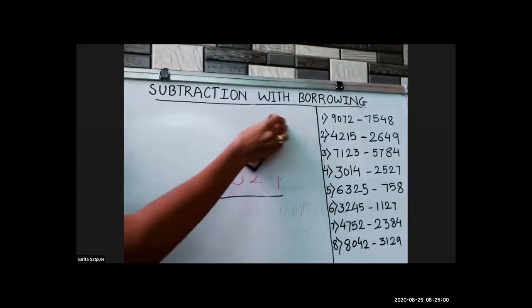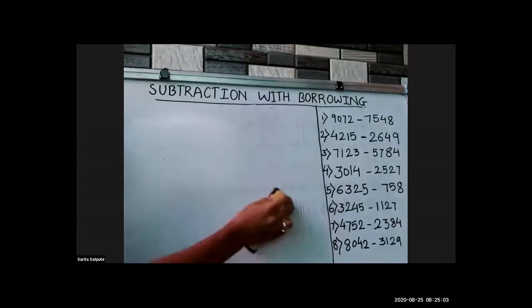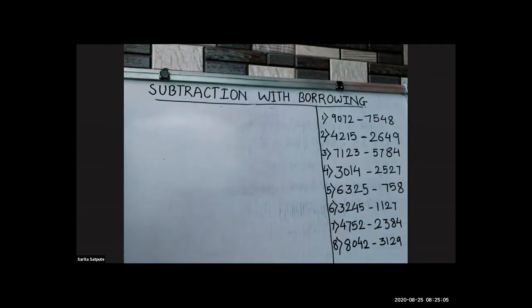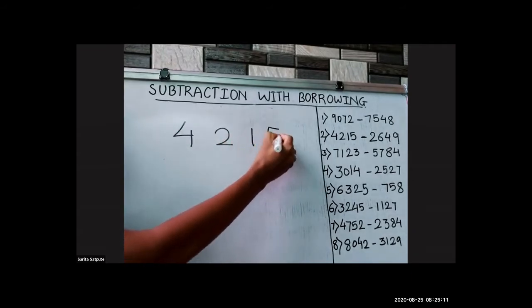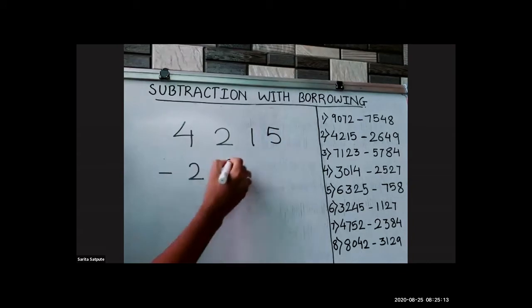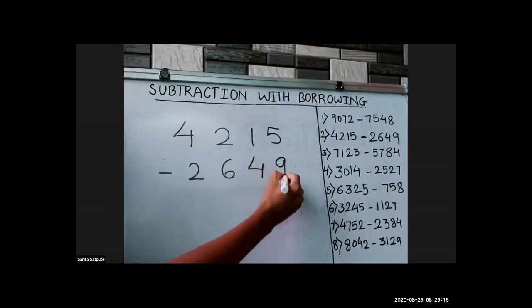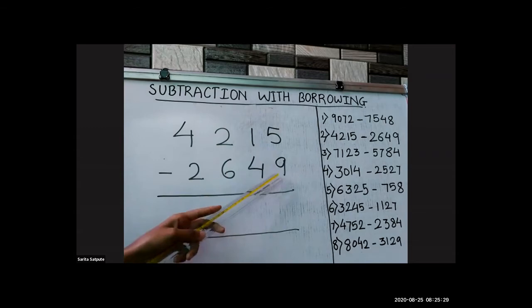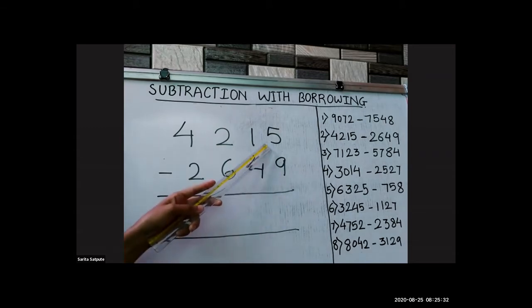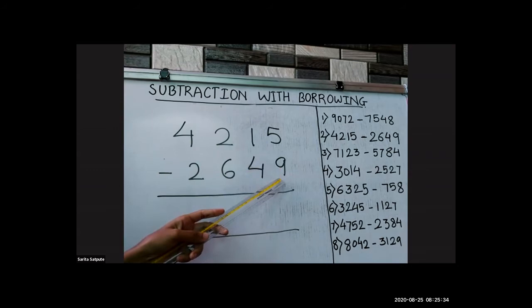That is 4215 minus 2649. Okay, now here also same thing. When you look at the unit place numbers, the numbers are like 5 and 9. You cannot subtract 9 from 5. I mean, you cannot subtract a bigger number from a smaller number. It is not possible.